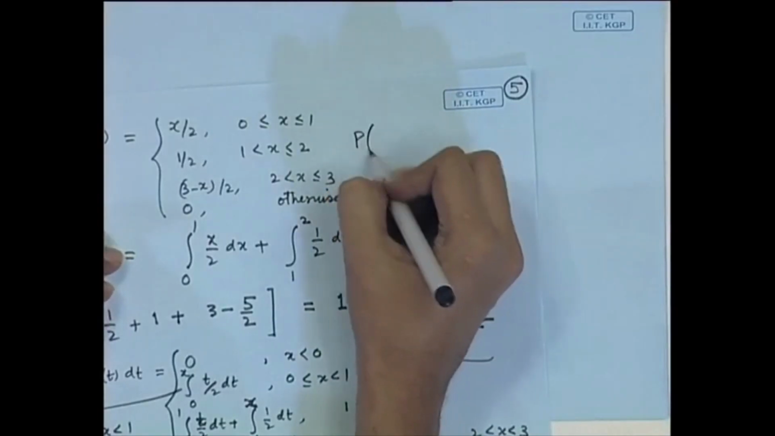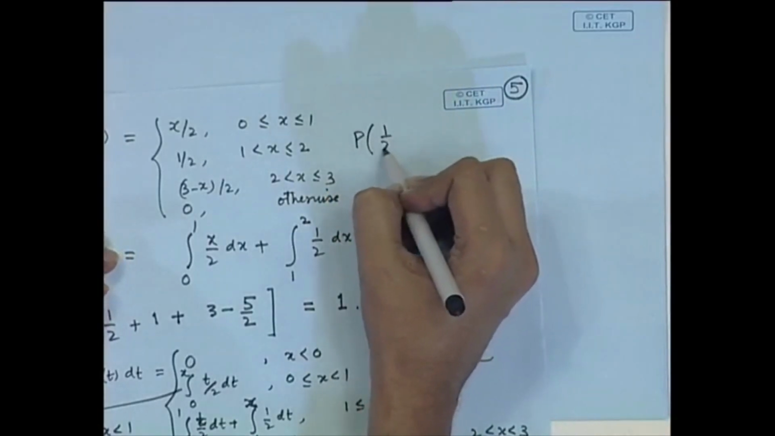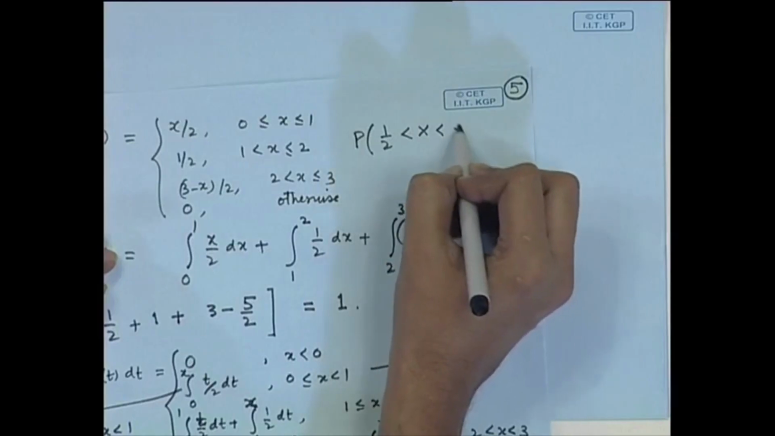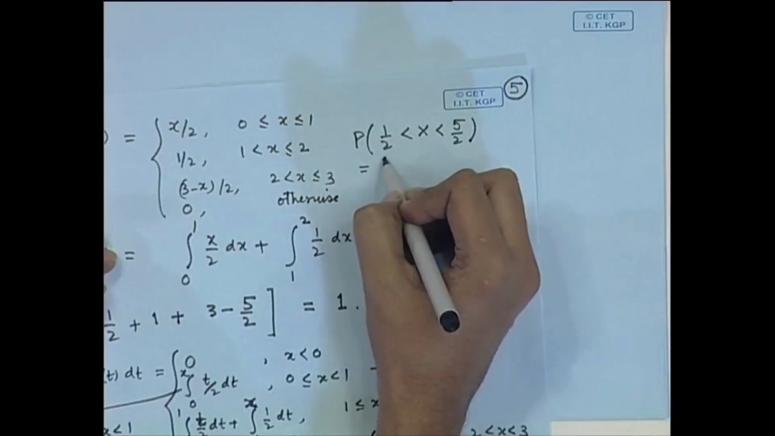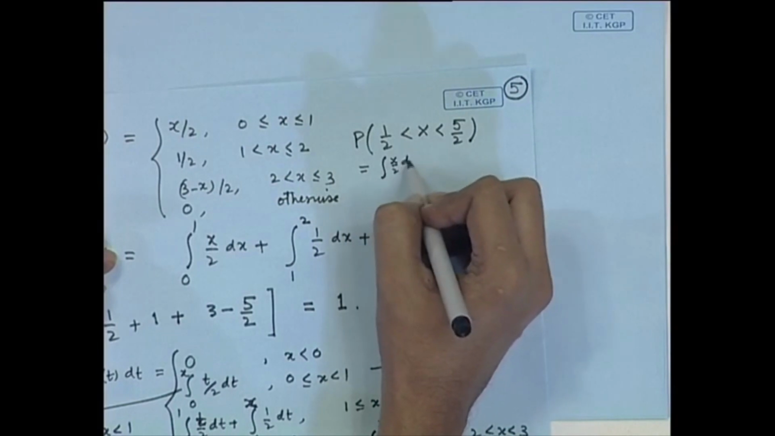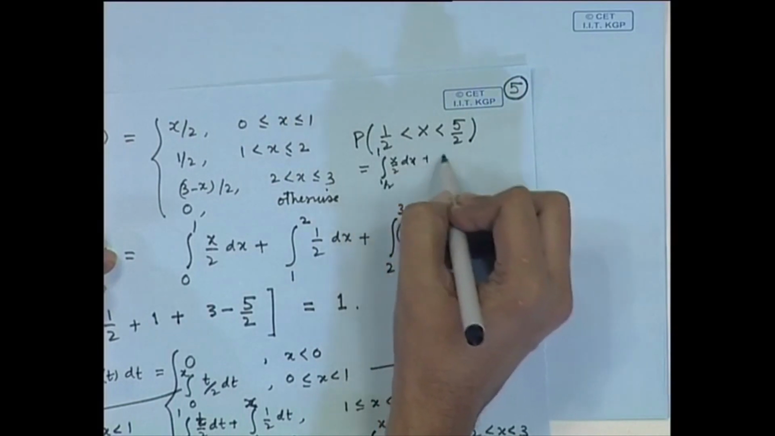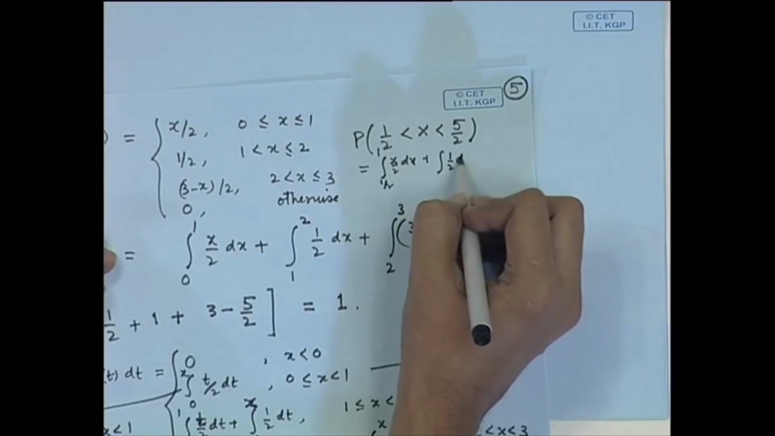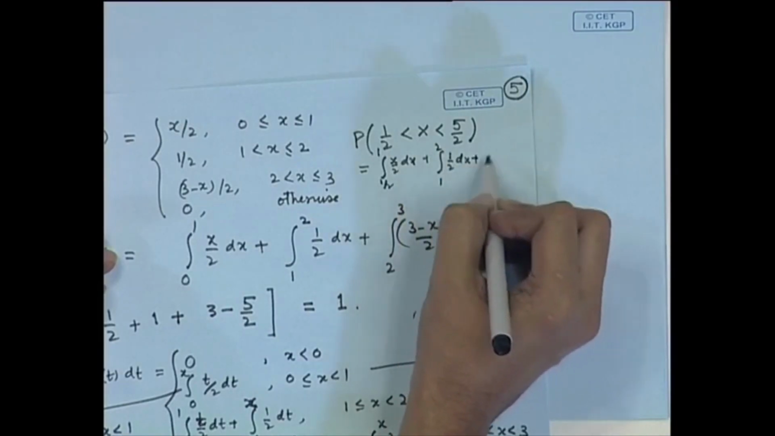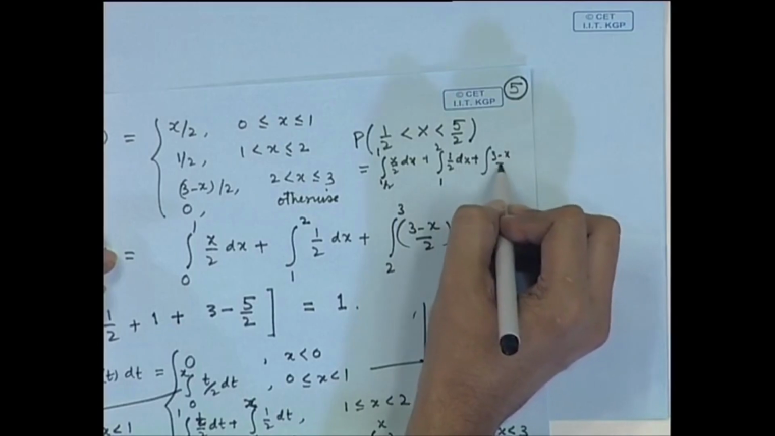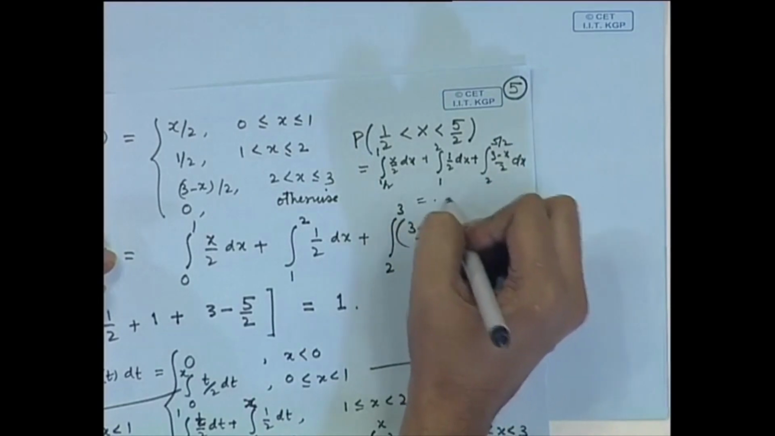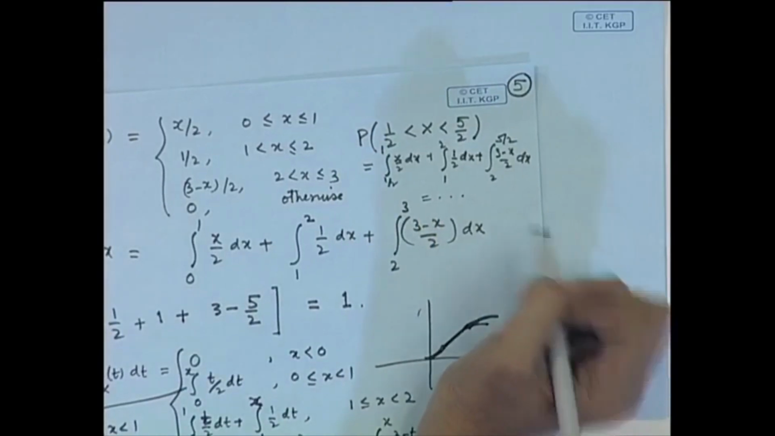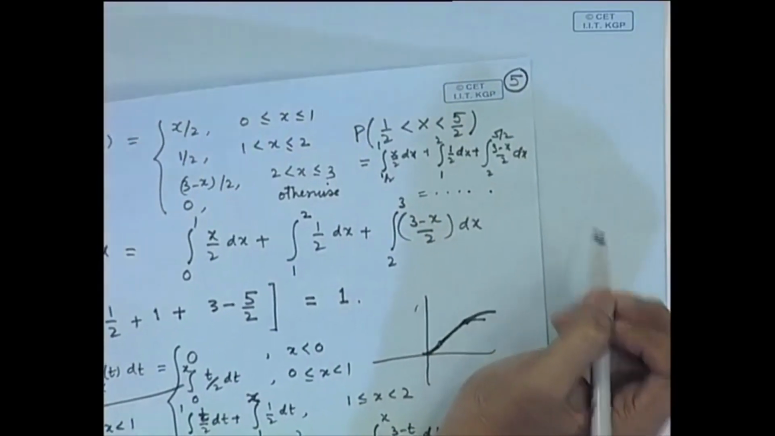If you want to find out probability of a certain set, suppose I say what is the probability that x lies between half to 5 by 2, then it will be the integral of x by 2 from half to 1, plus the integral of half from 1 to 2, plus the integral of (3 minus x) by 2 from 2 to 5 by 2, which can be evaluated after certain calculations.